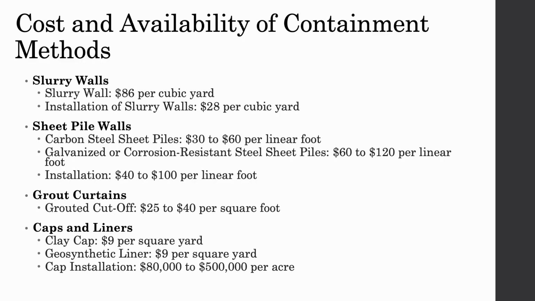Grout curtains, also known as grouted cutoffs, cost roughly $25 to $40 per square foot. And finally, for caps and liners, a clay cap or geosynthetic liner will both run about $9 per square yard, and full installation of a cap can range anywhere from $80,000 to $500,000 per acre, depending on the site size and complexity.